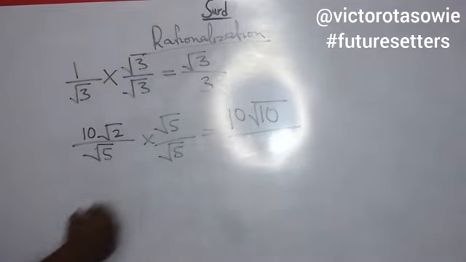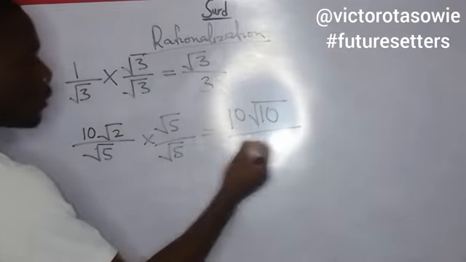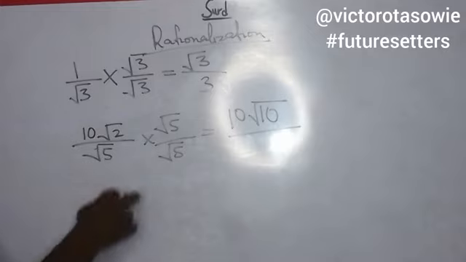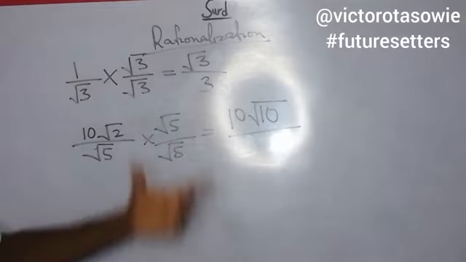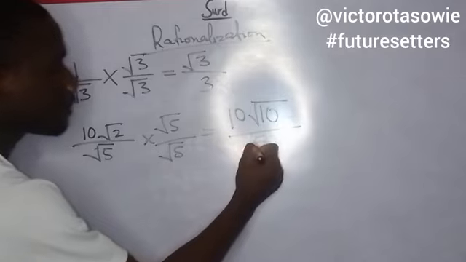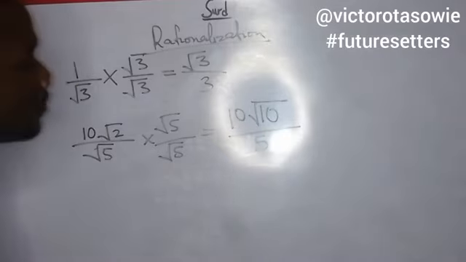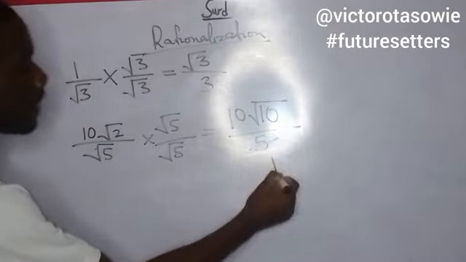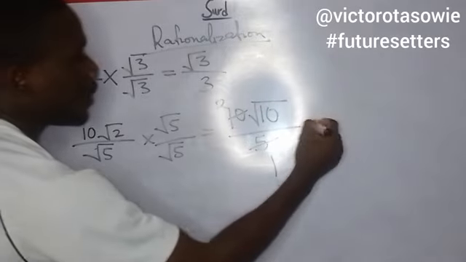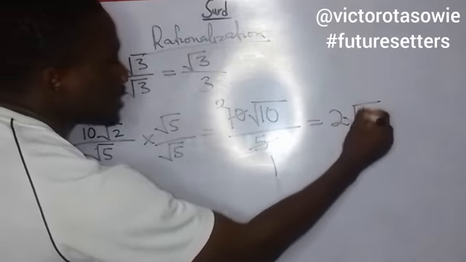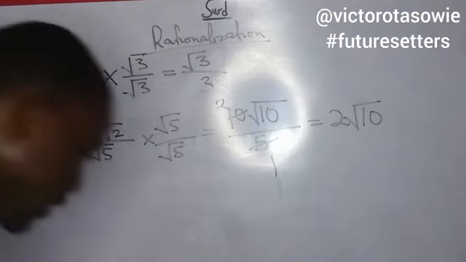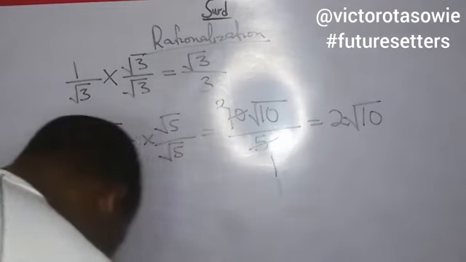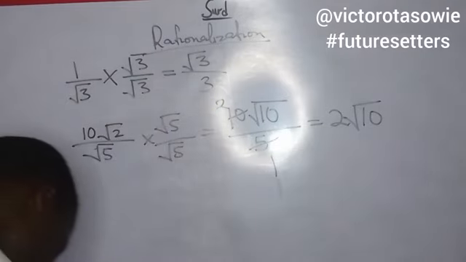Then the next part, you are going to check root 5 times root 5. I told you when you have root a times root a, the answer is a. So root 5 times root 5, the answer is what? 5. Now the next part, you are going to simplify. Can 5 cancel 10? Yes, 5 here 1, 5 here 2. So that means our answer will be 2 root 10. Take note of this point. Very much important point for you. So our answer is 2 root 10.